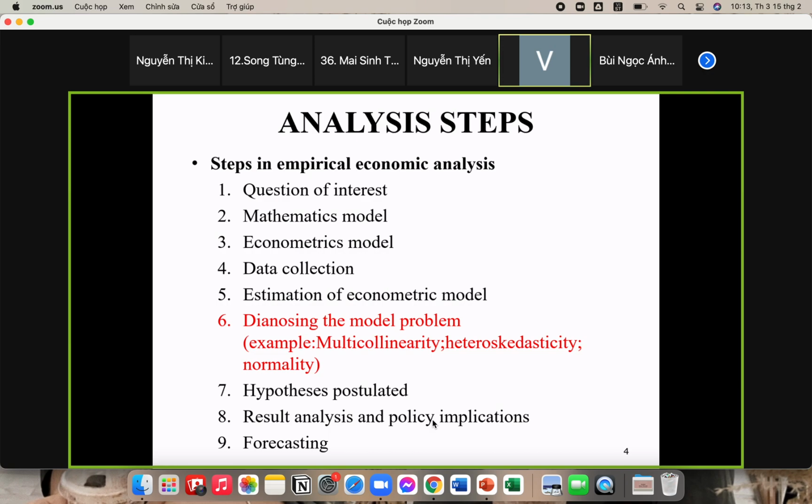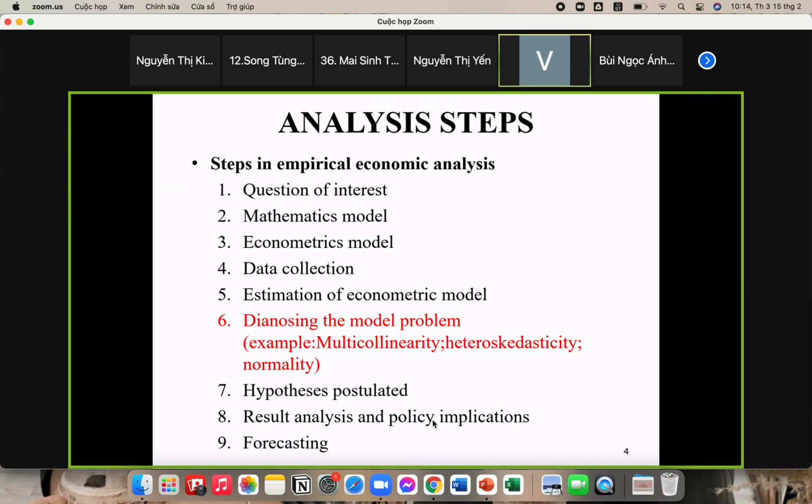In step 6 here, I highlight it in red because when we finish step 5, we don't move directly to step 6. We move to study step 7, testing hypotheses. Because if we don't understand step 7, what testing a hypothesis means, we cannot understand the consequences of the model problems in step 6. So if you want to understand step 6, you need to understand step 7. That's why during the course I have to talk to you about step 7 first before discussing step 6.